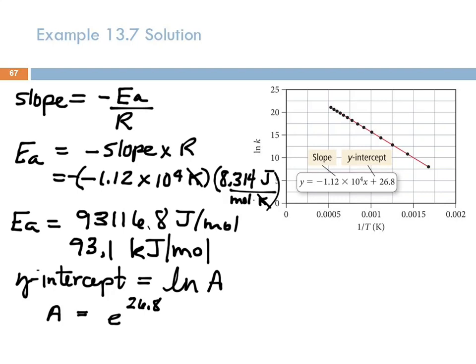So this ends up being 4.36 times 10 to the 11th. What are the units on that? That's going to be hard to figure out just by looking at this, isn't it?